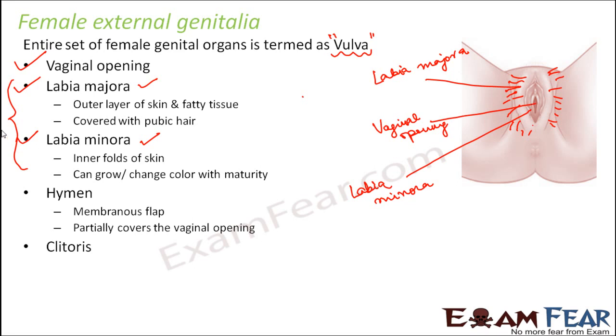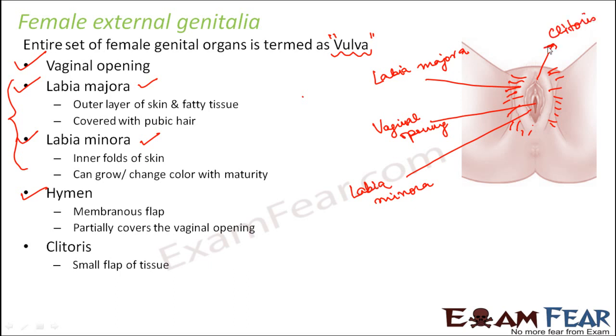There are other activities also which can break the hymen. Next is the clitoris, and where is the clitoris found? So this portion here is the clitoris. So here if you see this structure, this is the clitoris.